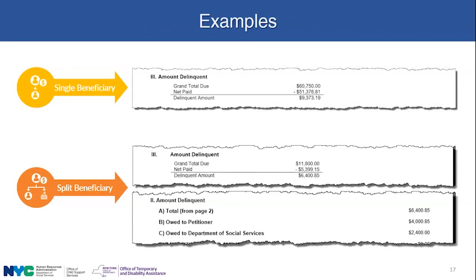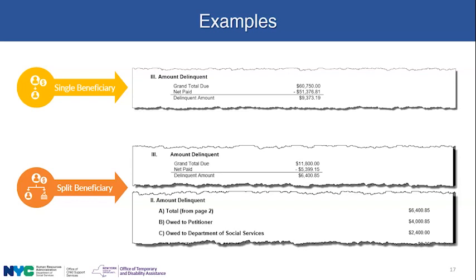So let's look at these examples close up. The first one is a single beneficiary case. So therefore, there's only one payee, either the custodial parent or the Department of Social Services. And this information can be found on page 4.